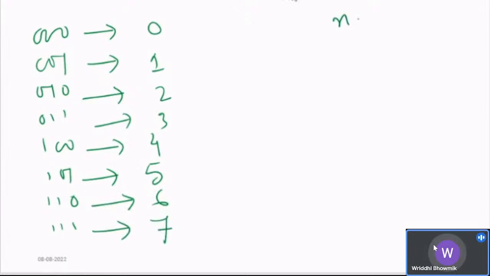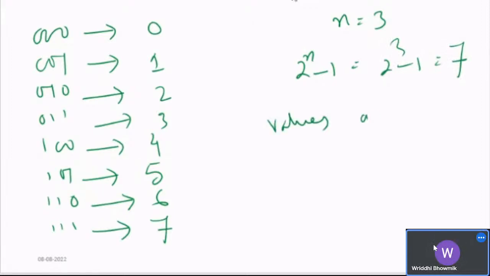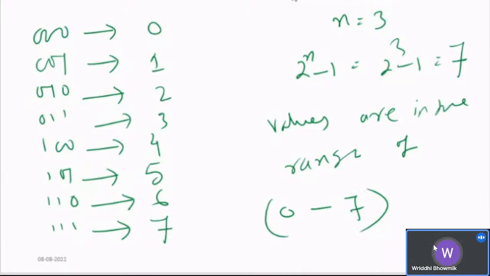Here also small n is equal to 3. So 2 to the power n minus 1 is nothing but 2 cubed minus 1, which is 7. So values are in the range of 0 to 7, right?